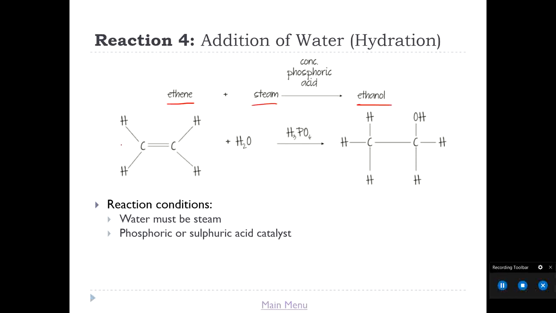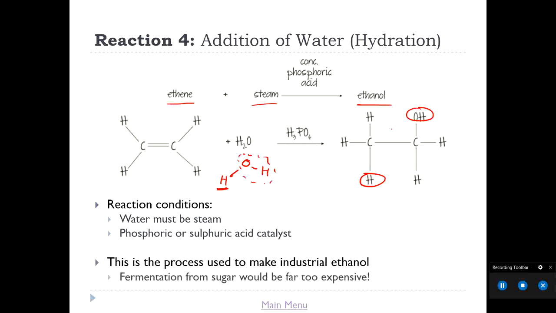So we see in the schematic here, we have our water. So water being an oxygen and two hydrogens. Okay, the one hydrogen bonds to one carbon, and the alcohol group that's left bonds to the other carbon. So that's what creates the alcohol. So again, we have to have steam and a phosphoric or sulfuric acid catalyst for this reaction to take place.